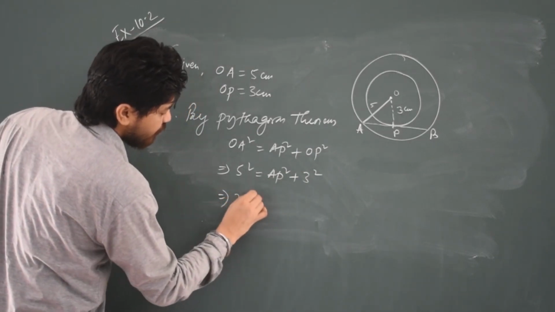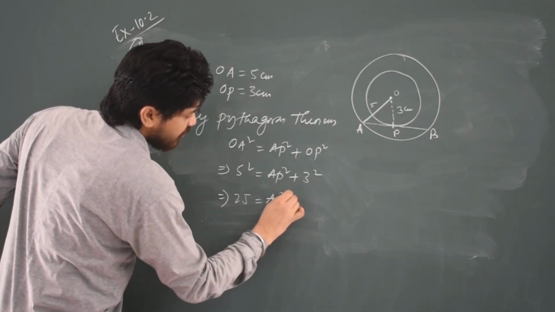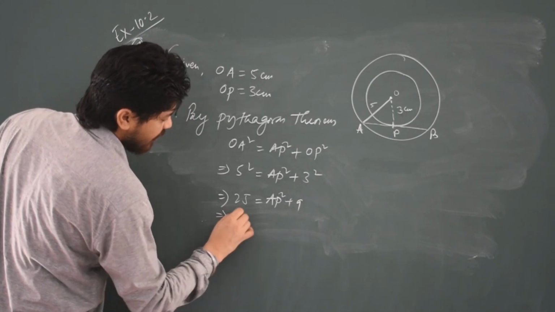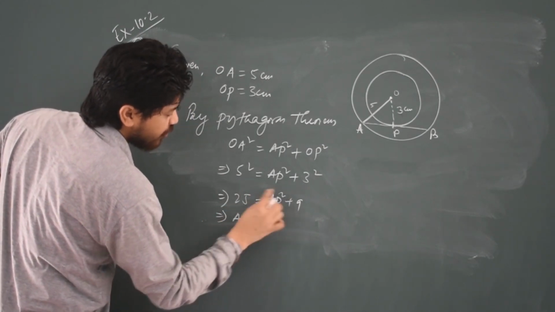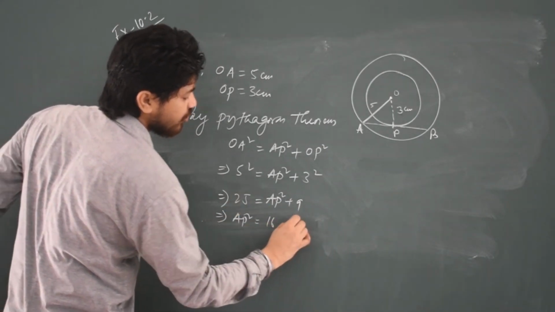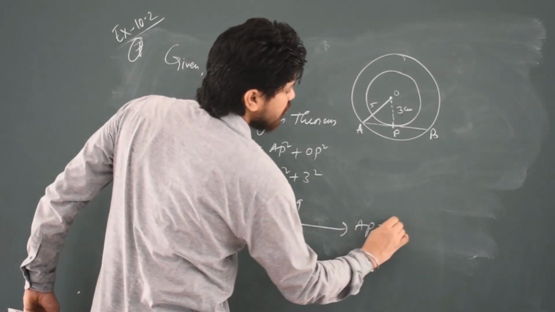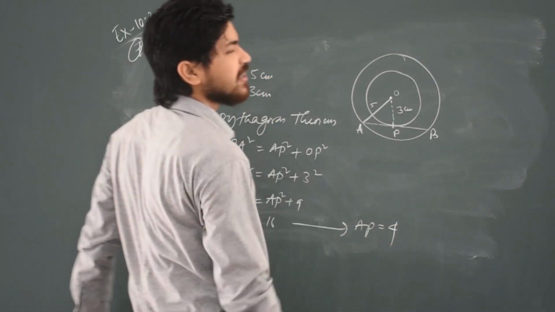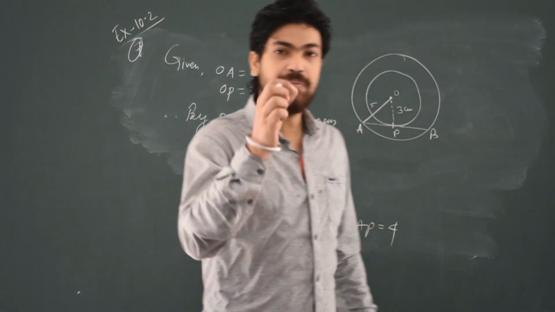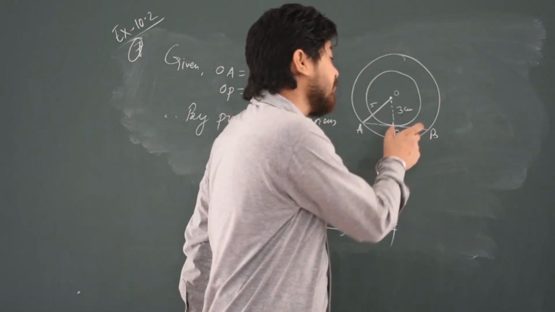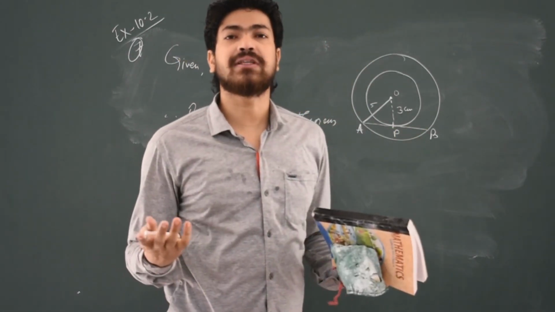So here it becomes 25 equals AP square plus 9. This implies AP square equals 25 minus 9, which is 16. So AP will be equal to 4. So AP came out to be 4. Since AP is 4, PB will also be 4. How do we know?